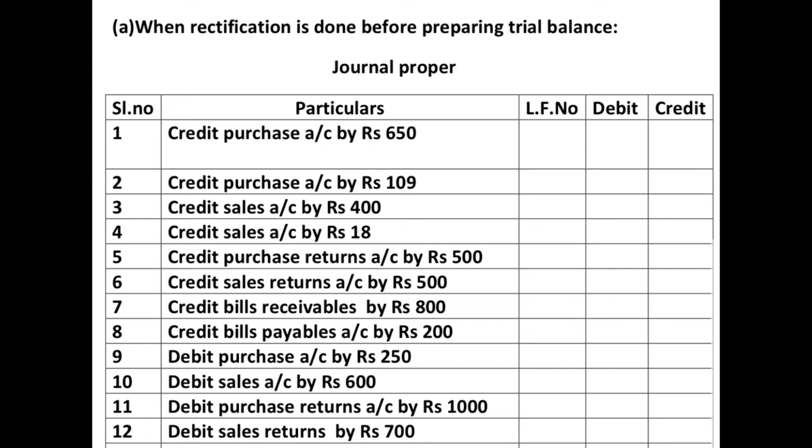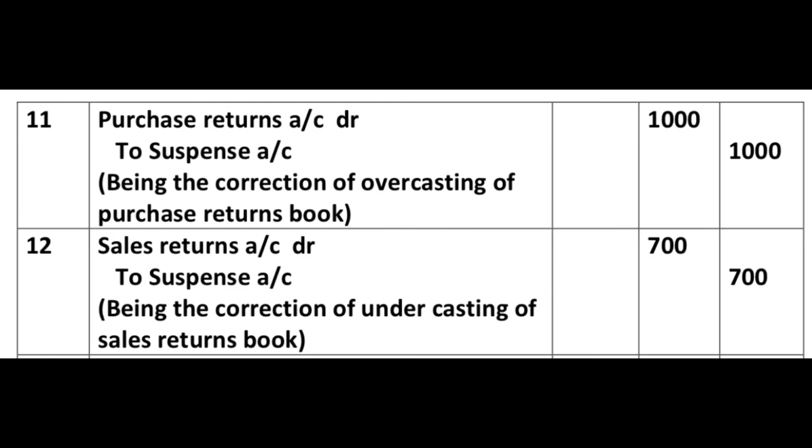A. When rectification is done before preparing trial balance, for 12th point, the sentence is debit sales returns account by 700 rupees. B. When rectification is done after preparing trial balance, for 12th point, the entry is sales returns account debtor to suspense account 700. Narration: being the correction of undercasting of sales returns book.